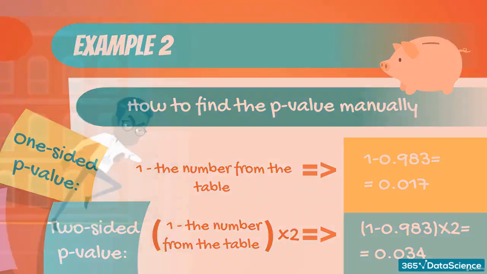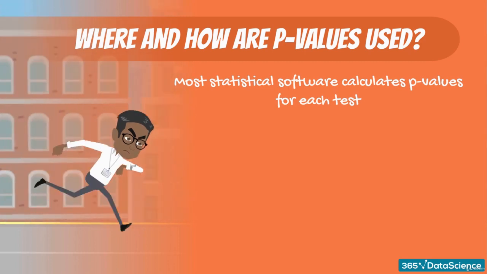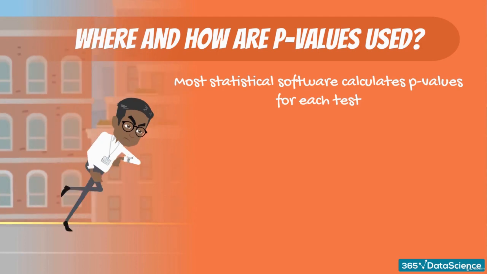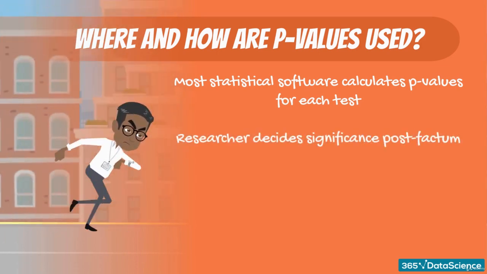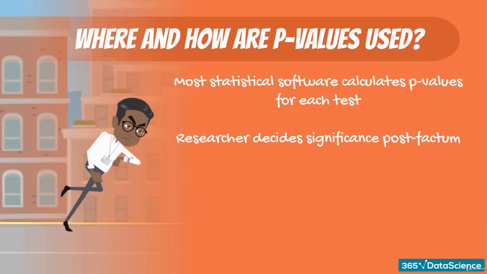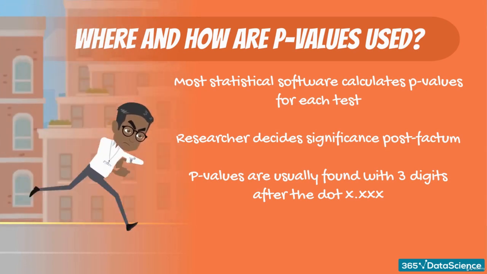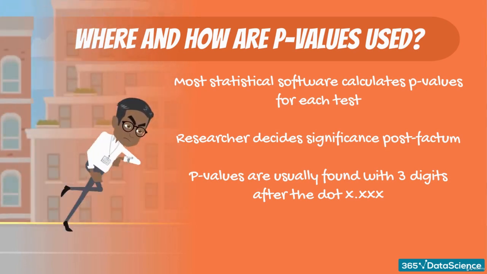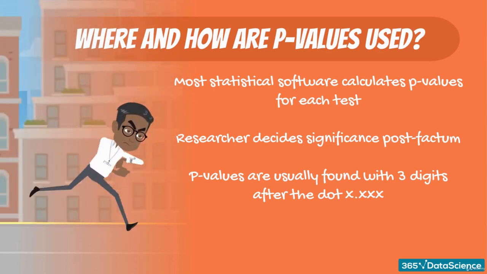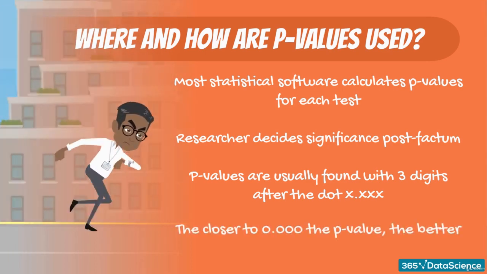All right, so where are p-values used? Most statistical software packages run tests and then provide us with a series of results. One of them is p-value. It is then up to the researcher to decide whether the variable is statistically significant or not. Generally, software is designed to calculate the p-value to the third digit after the separator. The point is, when you start conducting your own research, you would love to be able to see the 3 zeros after the dot. The closer to 0 your p-value is, the more significant is the result you've obtained.